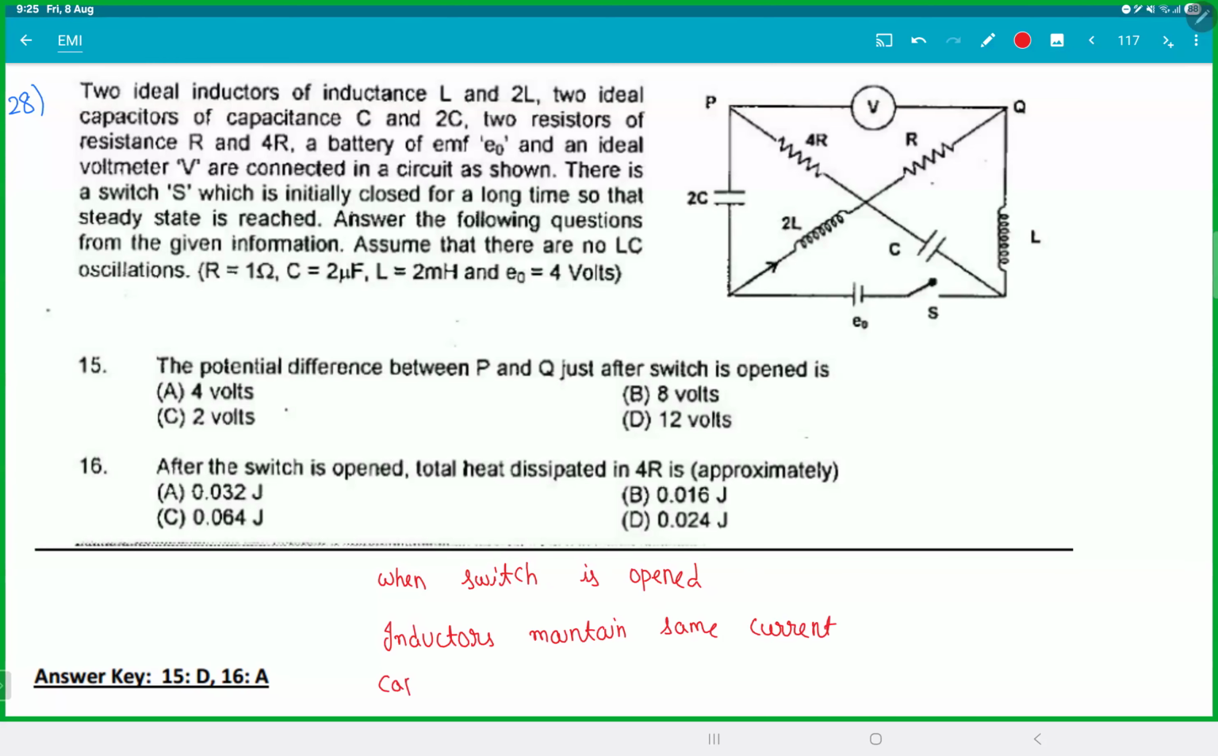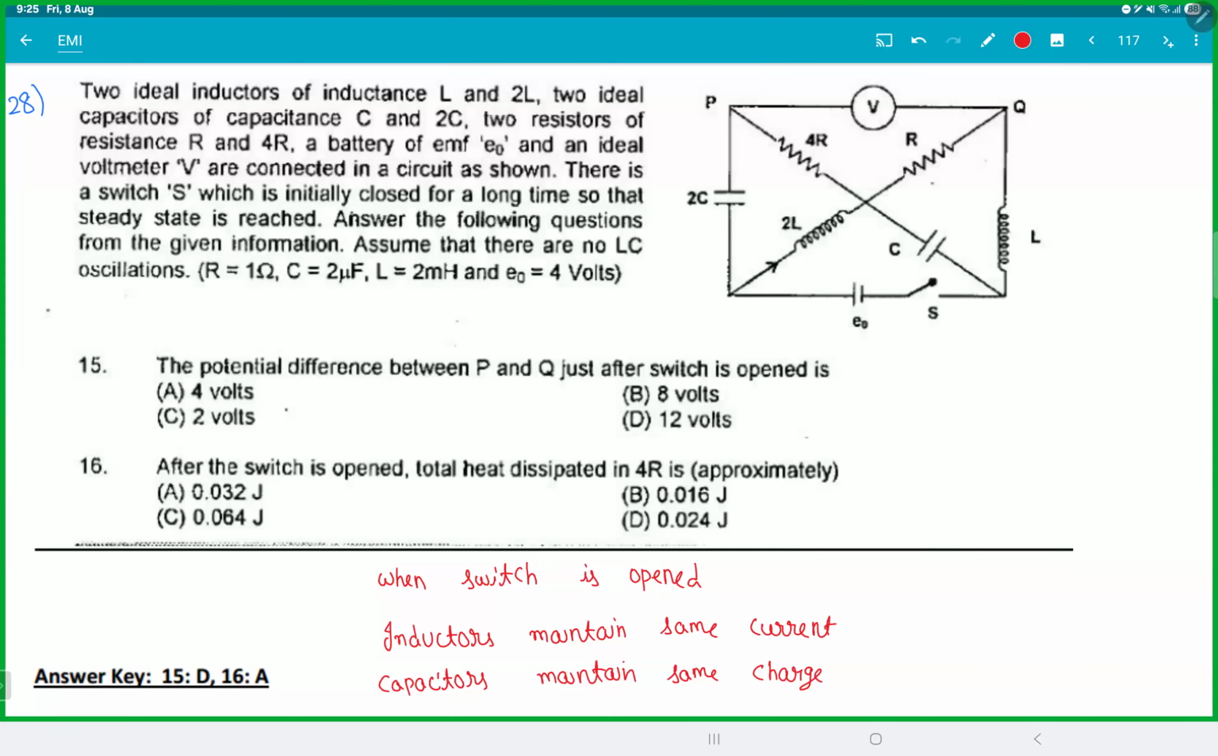Capacitors try to maintain the charge. For that instant, just after opening the switch. If you give some time, then the charges, current, everything will start getting messed up. We are not going to do that. That is after time t, we will not do.